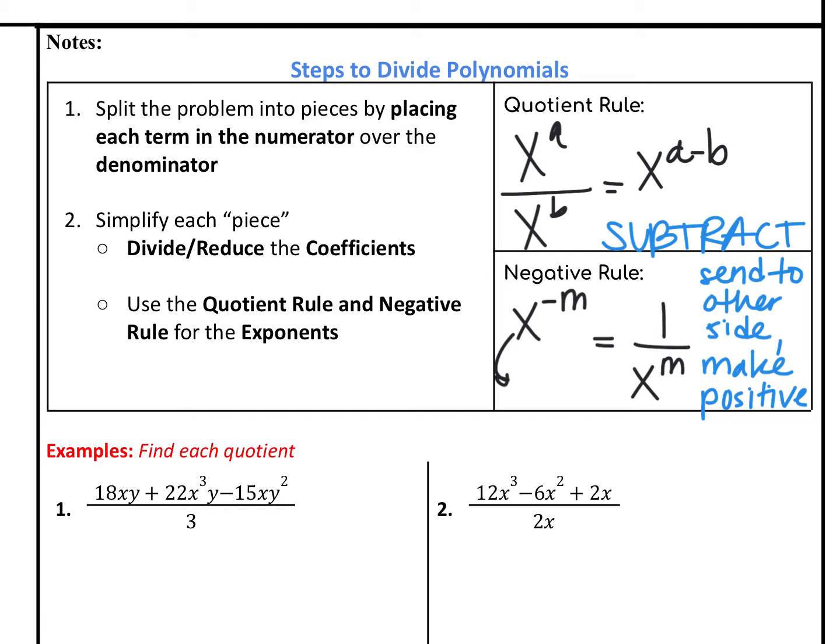Here, you'll see a couple steps for how we're dividing today. The first thing you'll do is put each term being divided by what's in the denominator. So you're going to split it up. Then you'll deal with the numbers, which we call the coefficients. You'll divide or reduce the fraction there. And then you'll deal with the exponents according to these rules. We're going to get to the first example now.